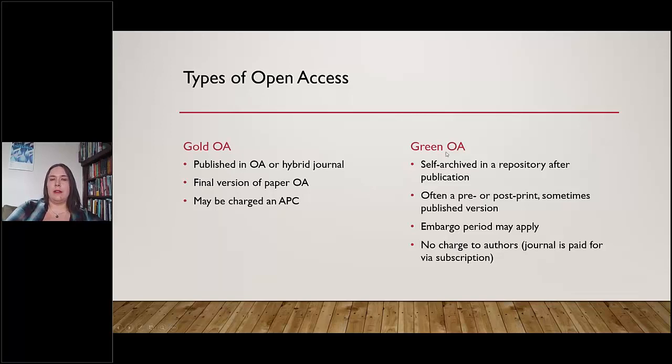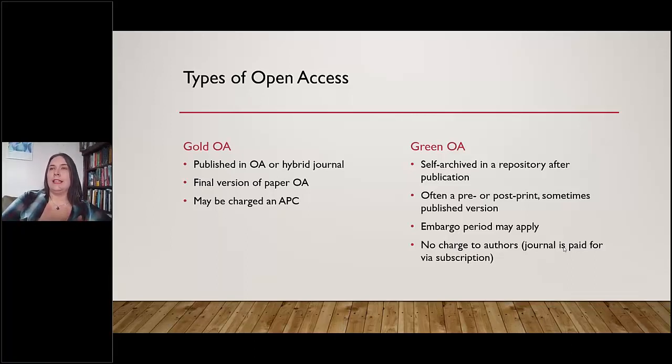So there are two types, well, there are more than two types. I'm going to talk about two types of open access. So there's gold open access, which is work that's published in an open access or hybrid journal. So the final version, the published version of your paper, is freely accessible. And often, not always, but often, you'll be charged an author processing charge. So you have to pay a fee in order for the work to be made open access, and that's how the journals make their money and cover their fees. Traditional publishing models have authors pay nothing up front, and then readers or libraries, people who subscribe to the journal or purchase individual articles, are the ones covering the fee by paying for it.